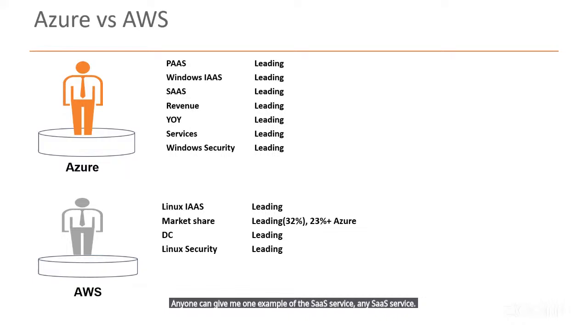Office 365. Perfect. And any idea what revenue Microsoft is generating from Office 365? Sorry, I'm not sure. It's around $80+ billion. $80+ billion. Okay.